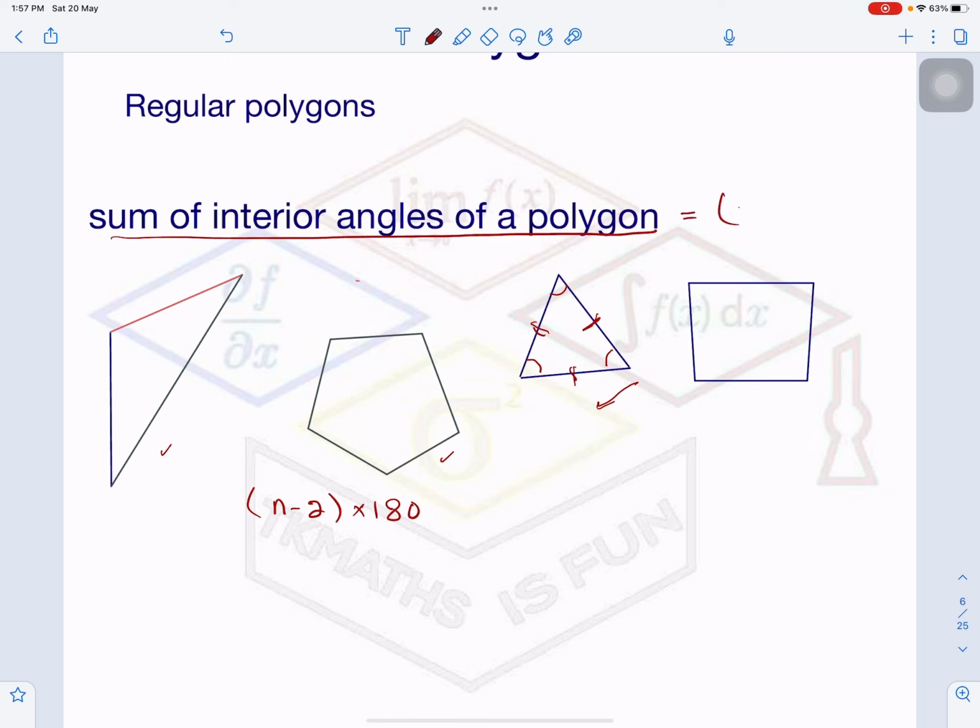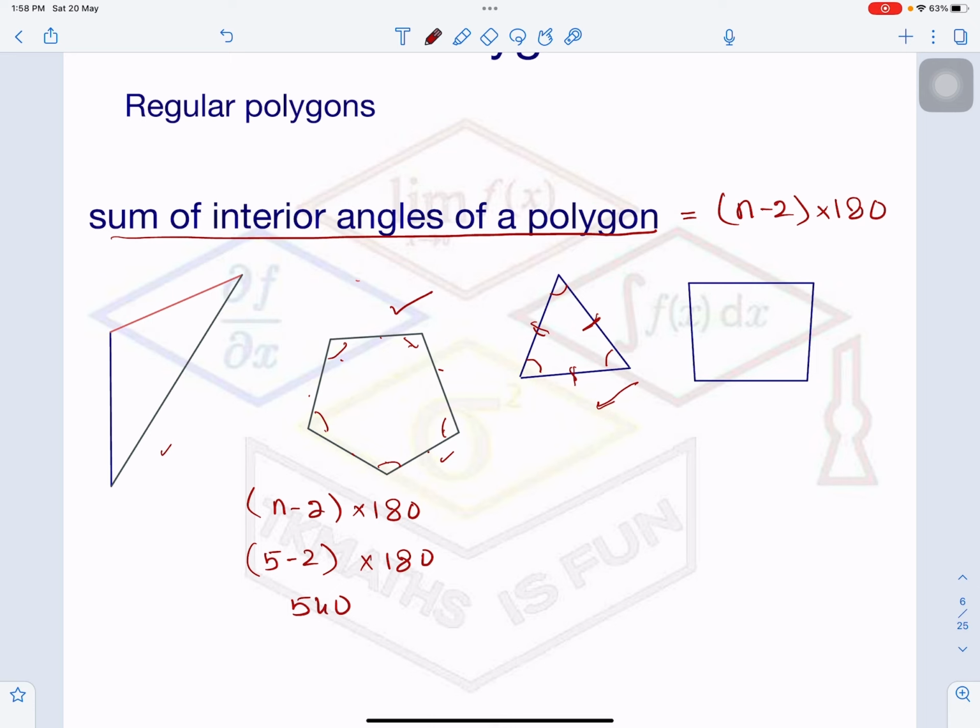Let me write it here also, right? Now what does n represent? n represents the number of sides. So if I take a pentagon, for example this one, 1, 2, 3, 4, 5. It has 5 sides. So n represents the number of sides. So if I do (5 minus 2) into 180, right? 5 minus 2 is 3 and 3 multiplied by 180 will be what? 540. It means the sum of the angles of the pentagon is 540, right?